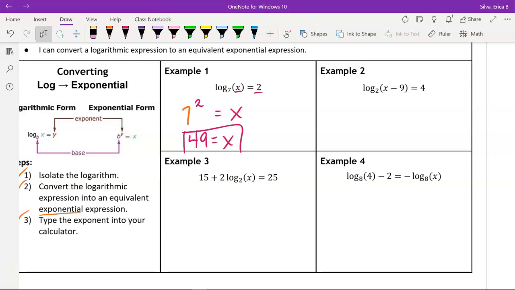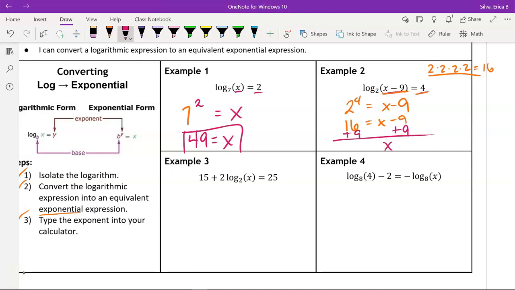We've got the log of base 2 of x minus 9 is equal to 4. Our log is already isolated, so we start with the base, and we're going to switch these two, this expression with this number. So 2 to the fourth power is equal to x minus 9. Remember, it's 2 times 2 times 2 times 2. That's 16 is equal to x minus 9. And then we just solve for x. Add 9, and we get x is equal to 25.